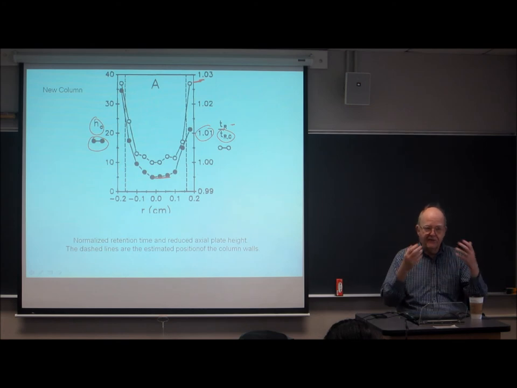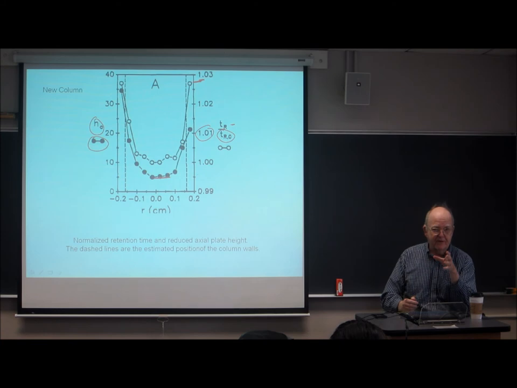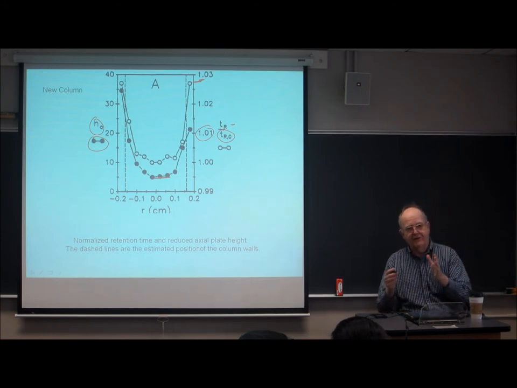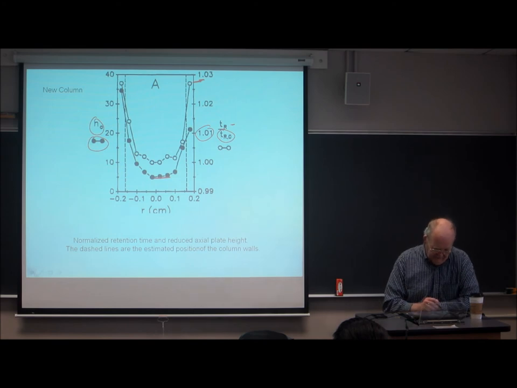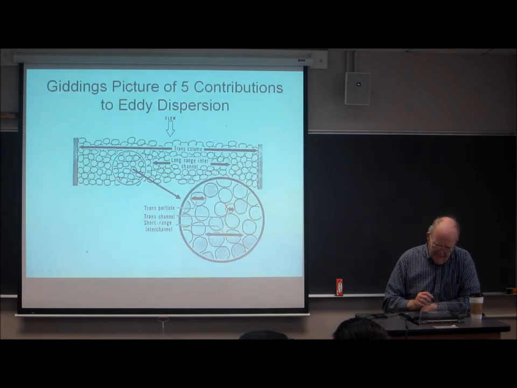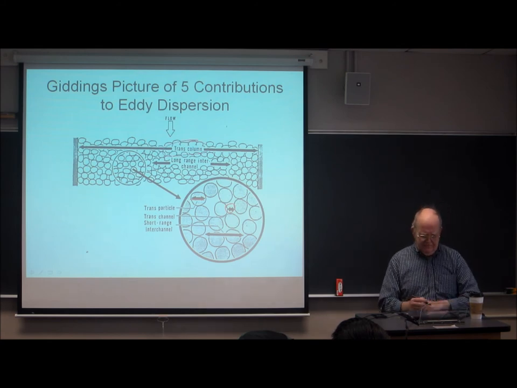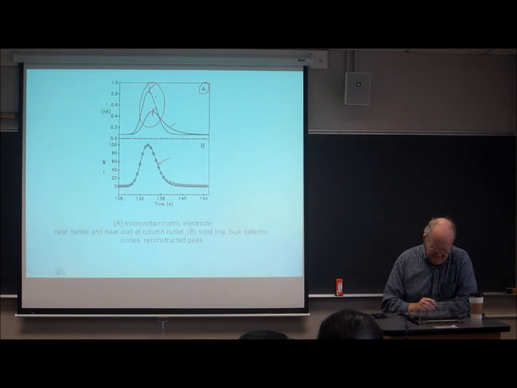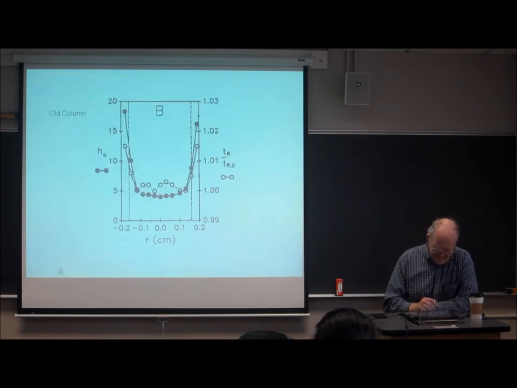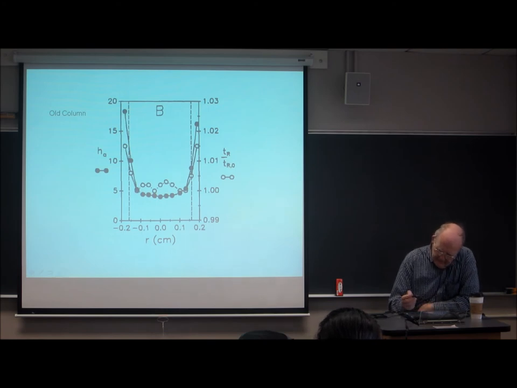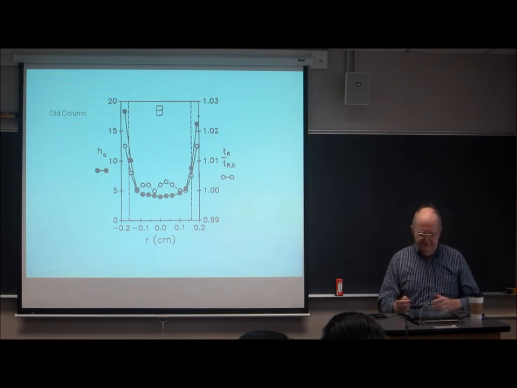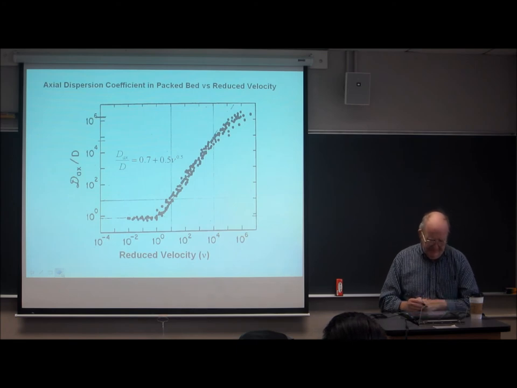That these all get mixed together. And this is what you actually see when you have a conventional detector. That's a lot of dispersion from the eddy effect across the column. This is the trans-column broadening term that Giddings was talking about back here. He did this with an old column, and the results are not terribly, terribly different. So this is a real problem.